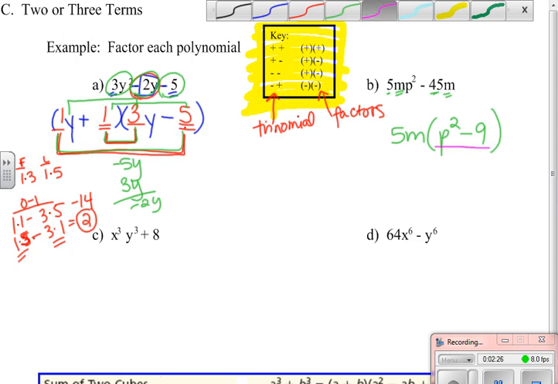This is a difference of two perfect squares. So the 5m stays here. The difference of two perfect squares is the square of the first one plus the square of the second one, and the square of the first one minus the square of the second one. Because remember, 9 is really 3 squared. So it fits that pattern of a squared minus b squared.